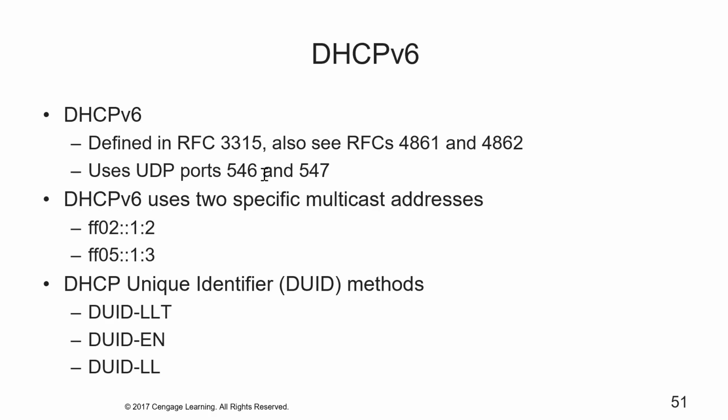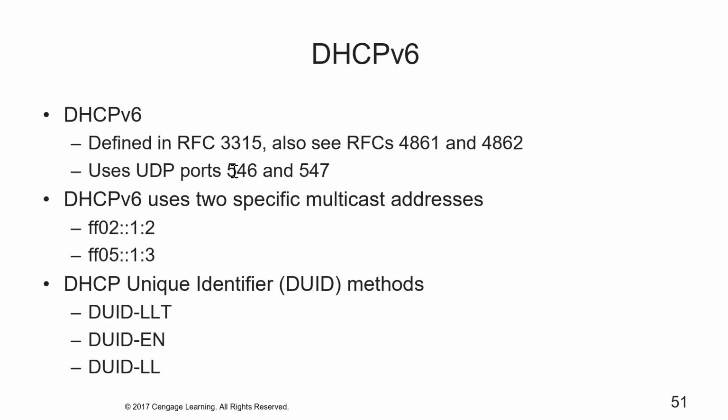DHCPv6 is defined in RFC 3315, and there are other RFCs, 4861, 4862, and other updates to each of those, which define the components that are needed for the process to fully operate. DHCPv6 uses two specific multicast addresses, FF02::1:2 and FF05::1:3.